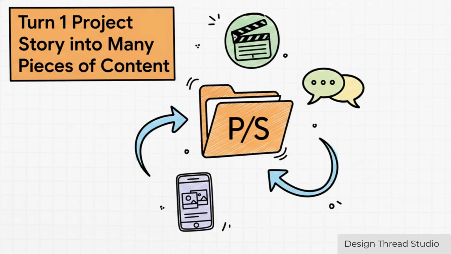The magic word here is repurposing. So you pour your heart and soul into documenting one gorgeous project. Instead of that story just sitting there as a single blog post, an AI can instantly chop it up and turn it into a script for a reel, 5 different captions for social media, and a carousel outline for Instagram. You're getting so much more value out of the work you've already done.